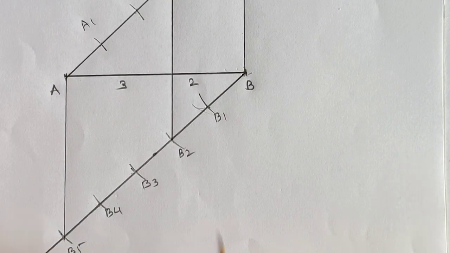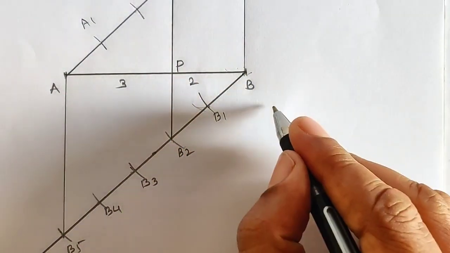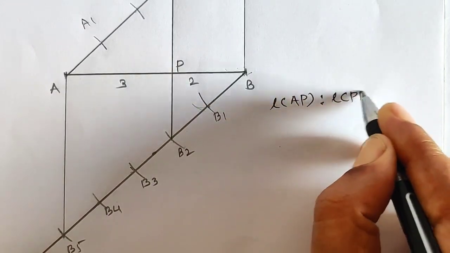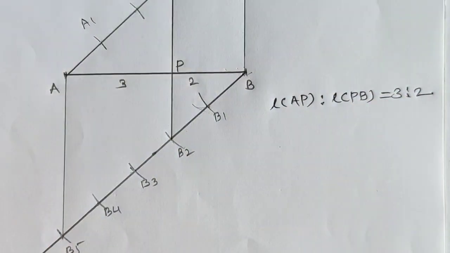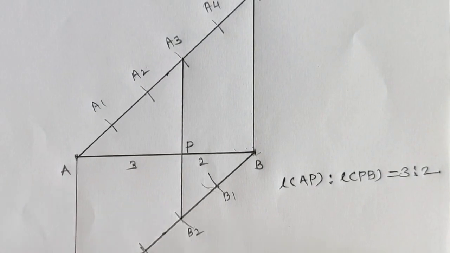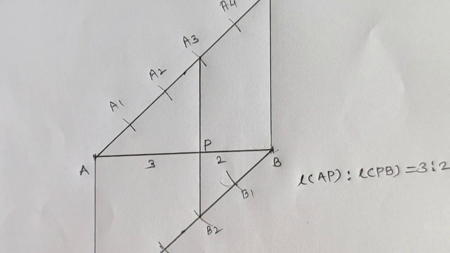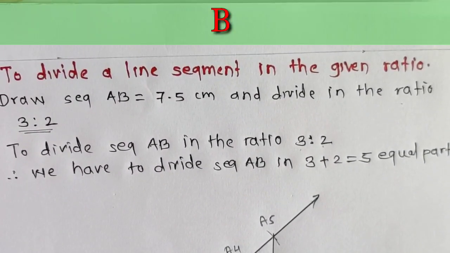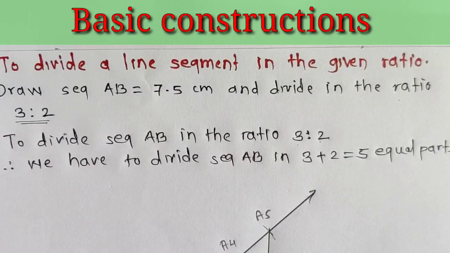So in this way, here it is suppose AP. So here if ratio is there, then we have to write length AP is to length PB is equal to 3:2. So in this way we can divide the given segment into given equal part and given ratio. So here this basic constructions are completed. I tried to show all the basic constructions which we need for construction chapter.